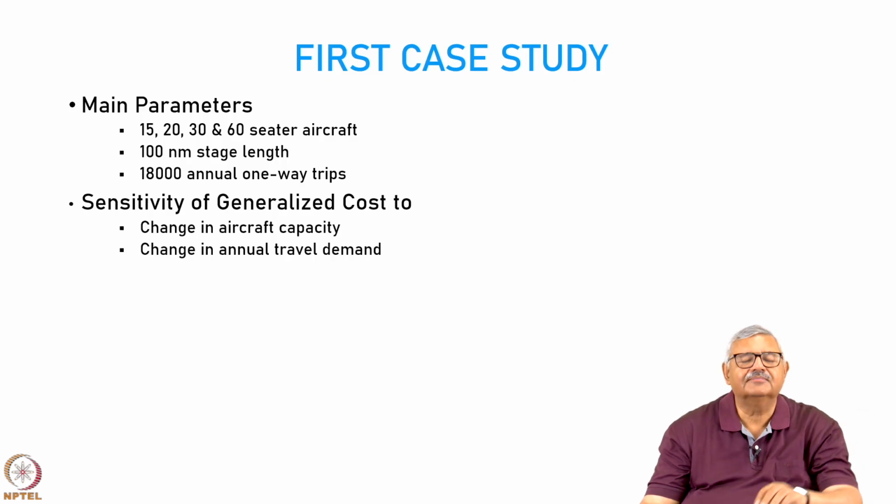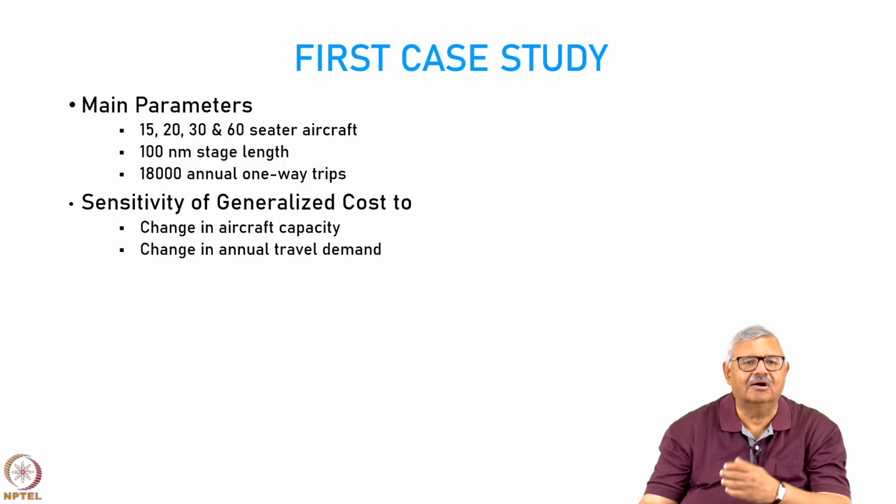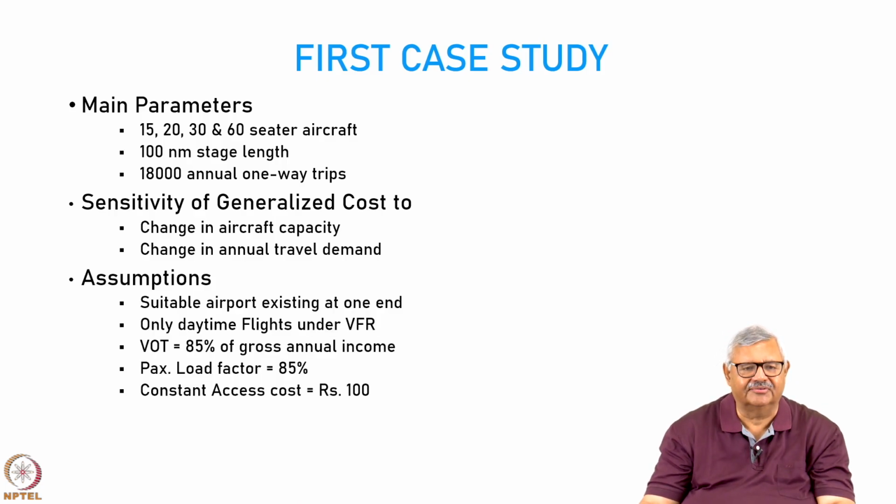If this is the market, we would like to establish the sensitivity of the generalized cost of air travel for this market to the changes in the aircraft capacity and changes in the annual travel demand. Okay. So, there are 4 capacities, the stage length is fixed and there is an assumed annual one-way trip, but we will look at how, if the capacity is changing, how does the generalized cost vary for 18,000, and then we will vary the demand also and see what happens.